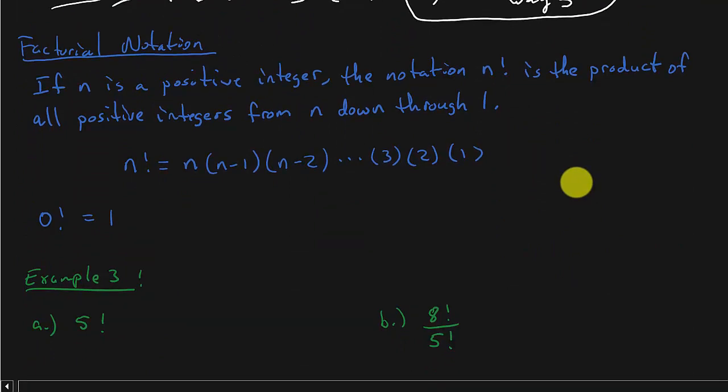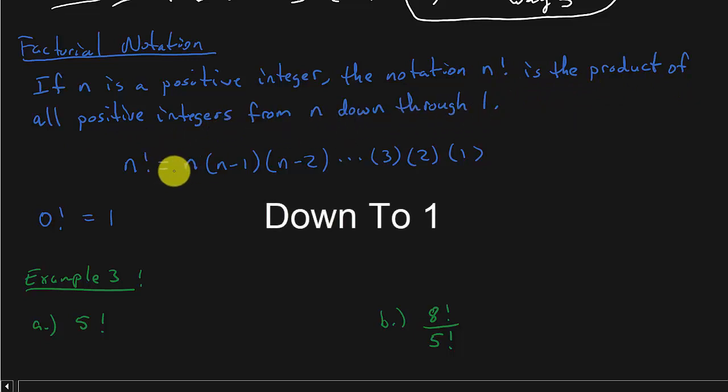If n is a positive integer, the notation n and then this little exclamation mark, that's read n factorial, is the product of all positive integers from n down to 1.